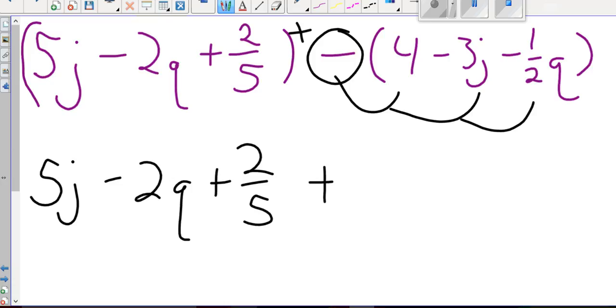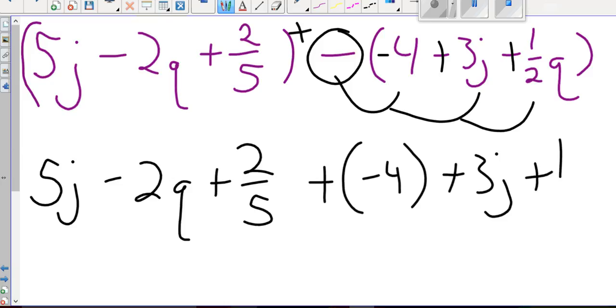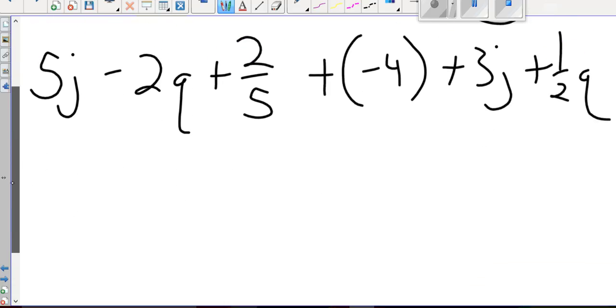So this is positive 4, so it becomes negative 4. This is negative 3j, so it's going to become positive 3j. And this is negative 1/2 q, so it's going to become positive 1/2 q. And so I would rewrite it as this expression. I've taken what is a longer problem and shortened it up really fast. Now I can start combining my terms.